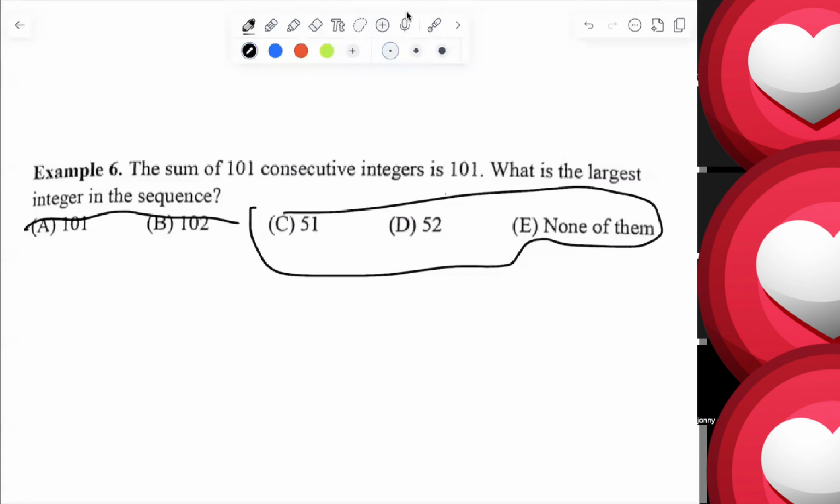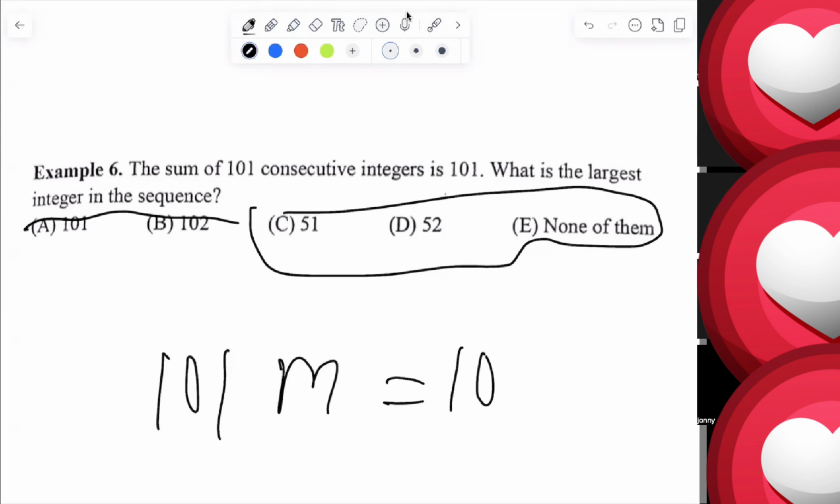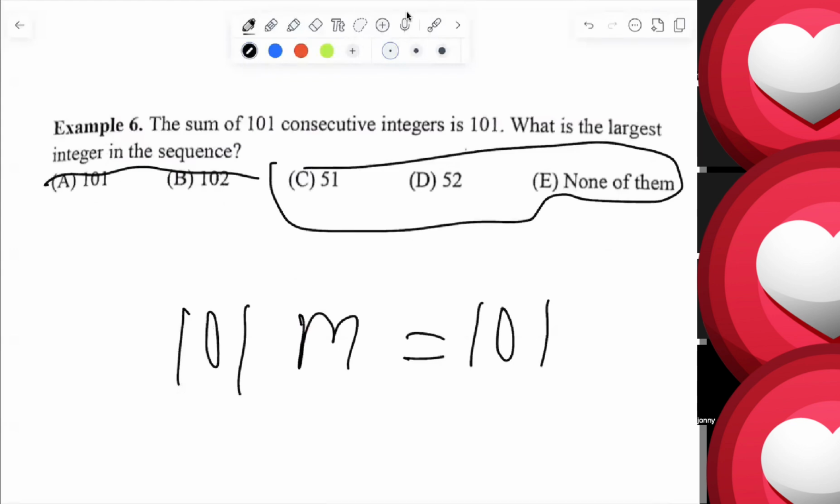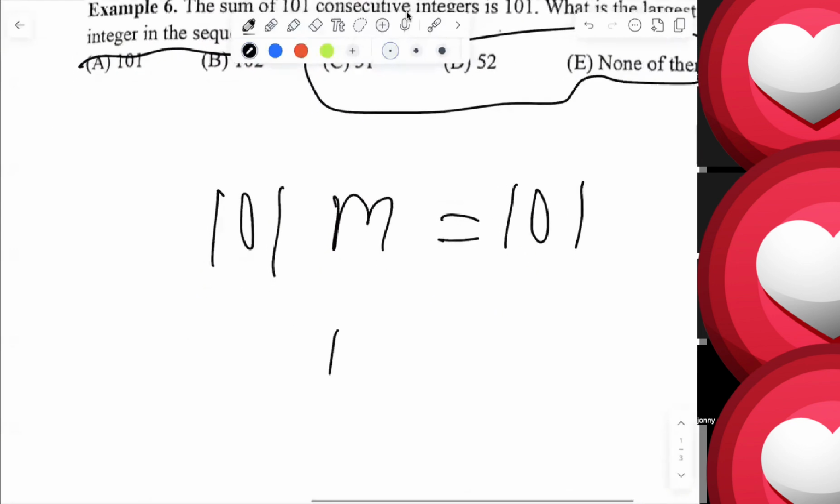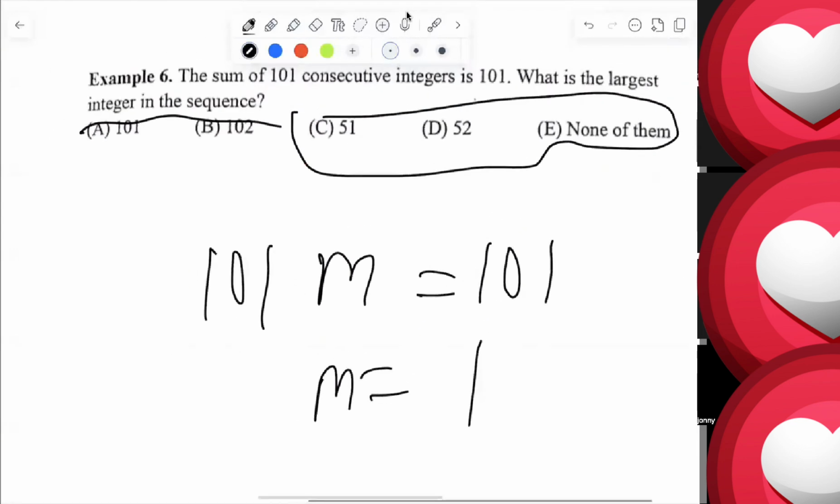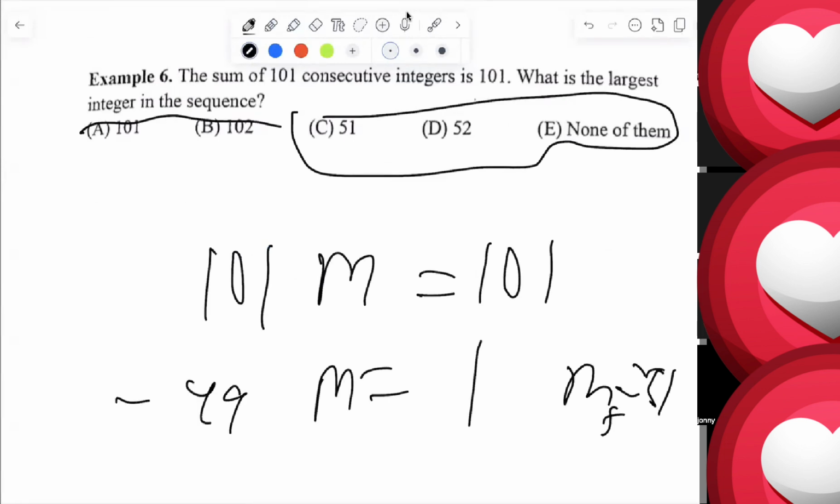Now, what if we said the middle number was m, and we have 101 of m? Is this equal to 101? We use one of the methods, right? And we get m equals 1. The middle of these numbers equals 1. So there are going to be 100 integers left, and there are going to be 50 integers on both sides of m. So the greatest is 51, positive, and the smallest is negative 49. So the answer to this question is C.